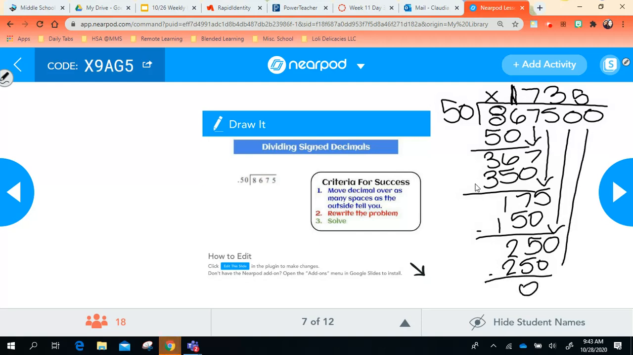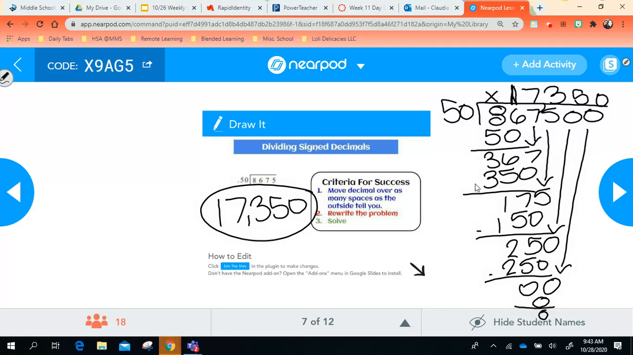Subtract. Bring down my 0. How many times is 50 going into 0? 0. So 0 times 50 is 0, which gives me 0. So our answer is 17,350.